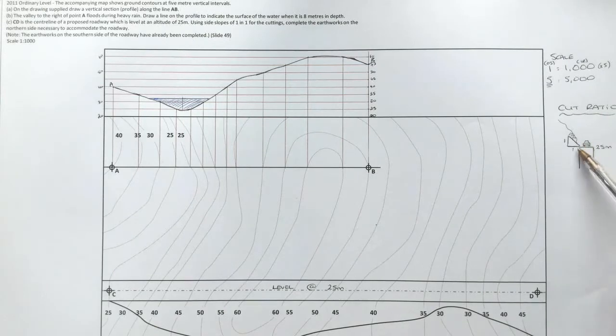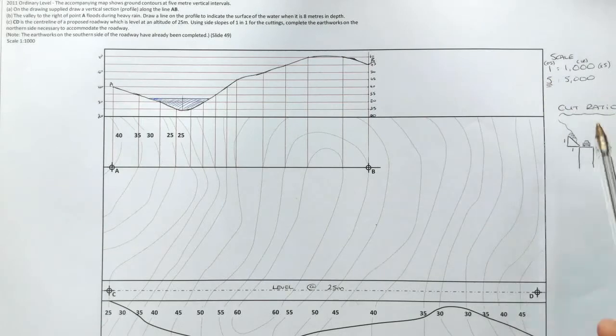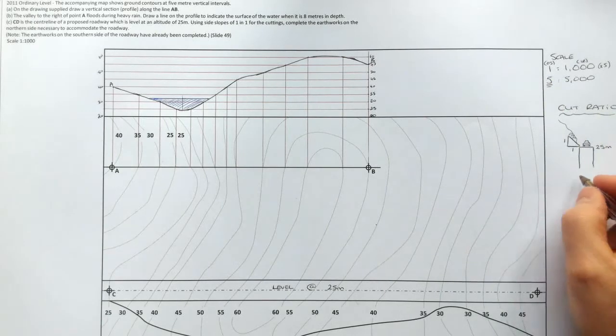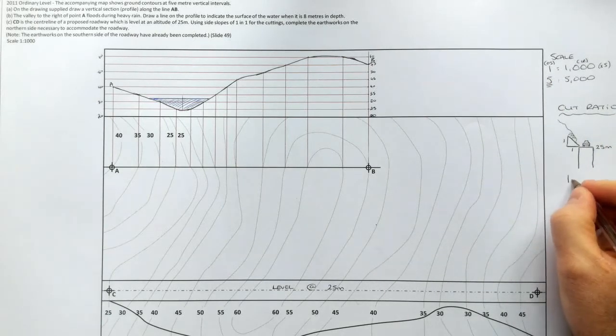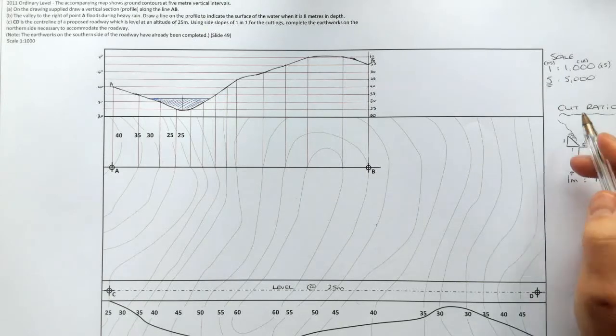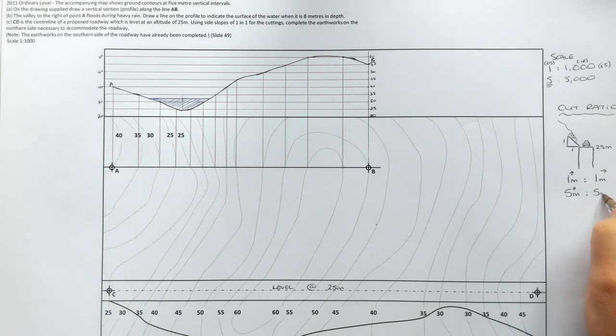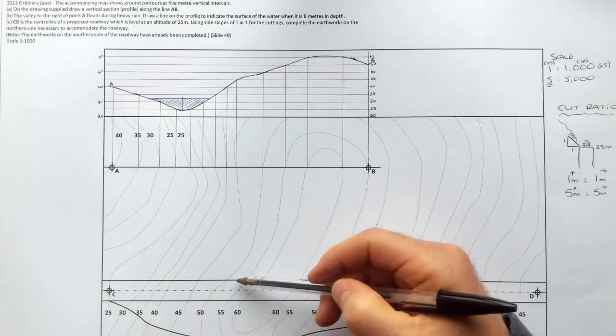Now that's 1 in 1, okay, but we know the distance, our magic number was 5, so I multiply that by the cut ratio. Okay, so what that means is every 1 meter I travel up is 1 meter I travel out from the side of the road. Multiply that by 5, so for every 5 meters I travel up, I'm also going to travel out 5 meters from the side of the road as well. Okay, so that means just from the side I'm coming out 5.